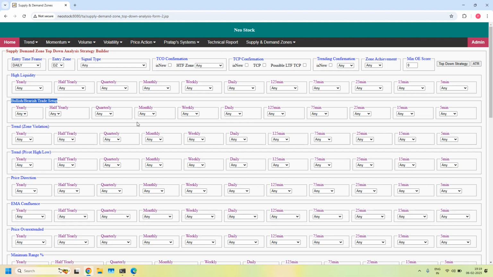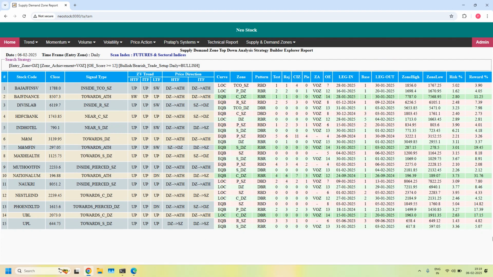In bullish or bearish trade setup at a daily time frame, that is entry time frame for monthly income trade, I am selecting bullish. And we should set two filters to the daily demand zone. One is zone achievement should be violated opposing zone. Minimum odd and enhanced score should be 12. Both filters are applied to daily demand zone. With these filters, we got 15 stocks.